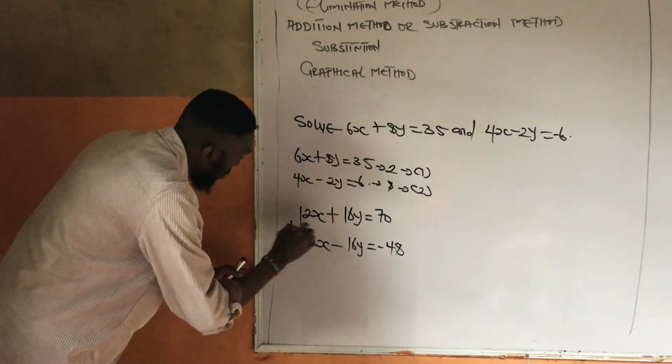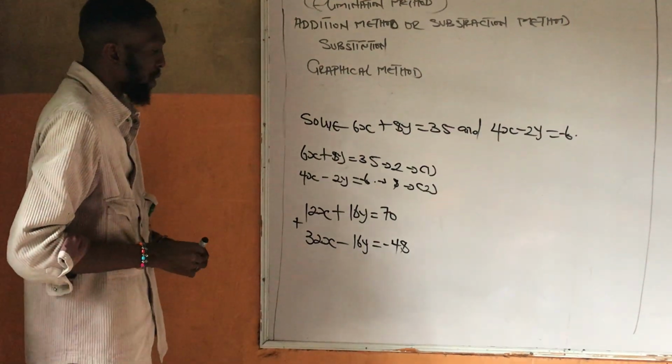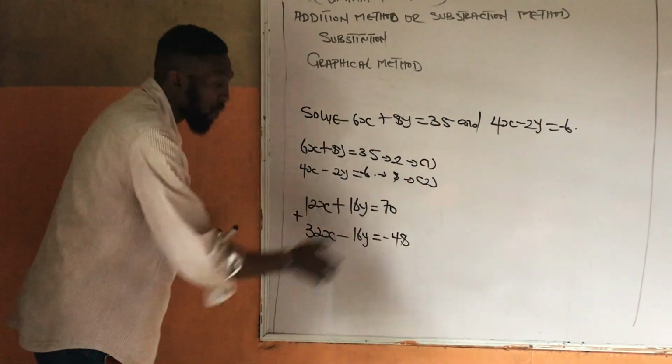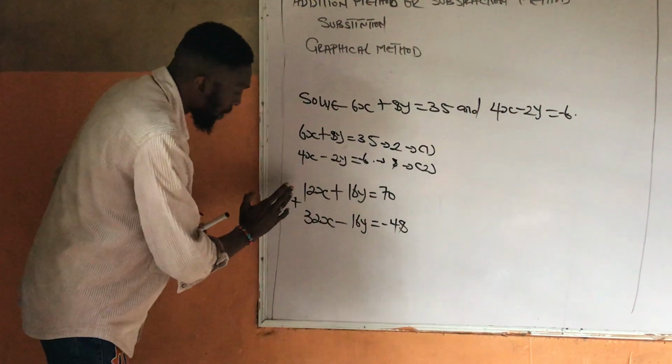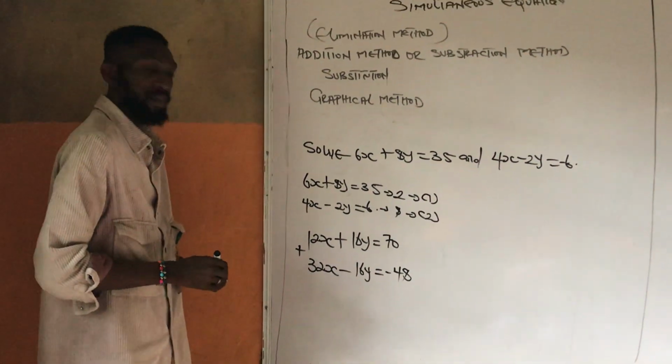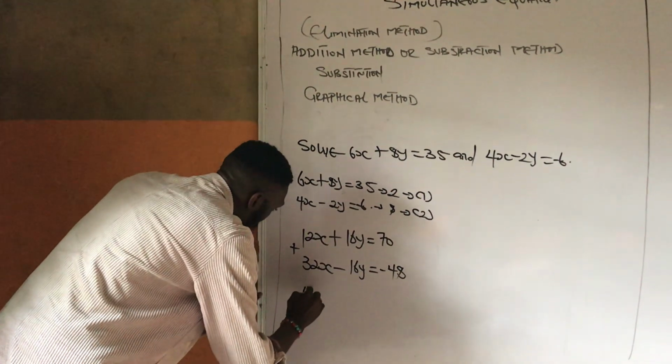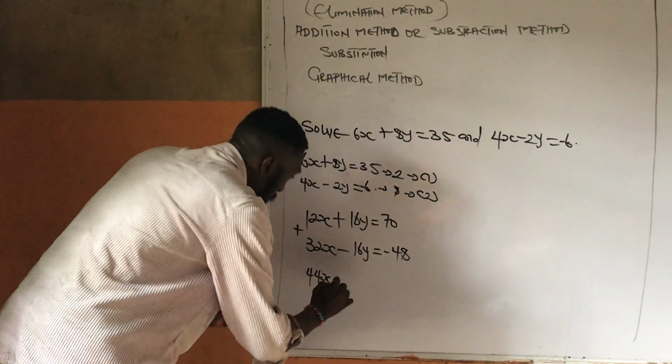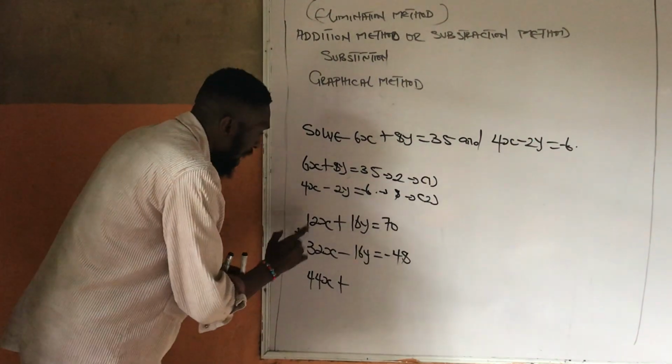I'm going to put what? Plus here, because I'm using the addition method. So I'm going to plus everything together. It's going to be 12 plus 32, 44x. That's going to be what? 44x plus 0y. Because here, why is it 0y?